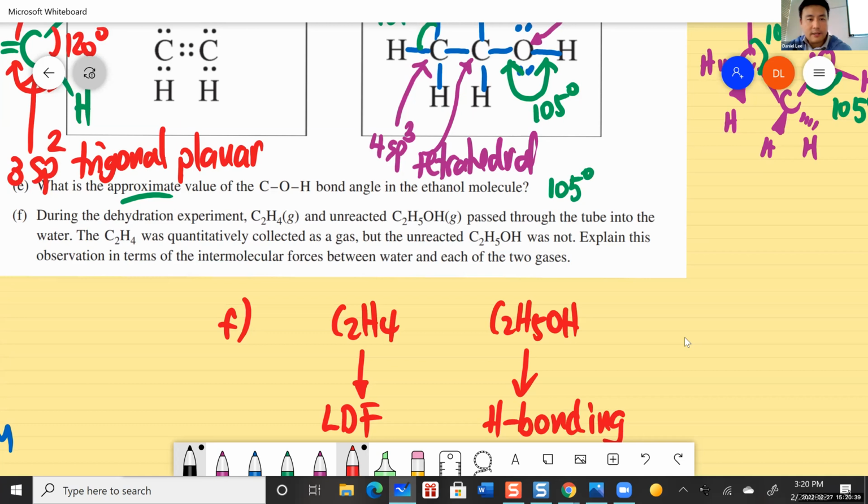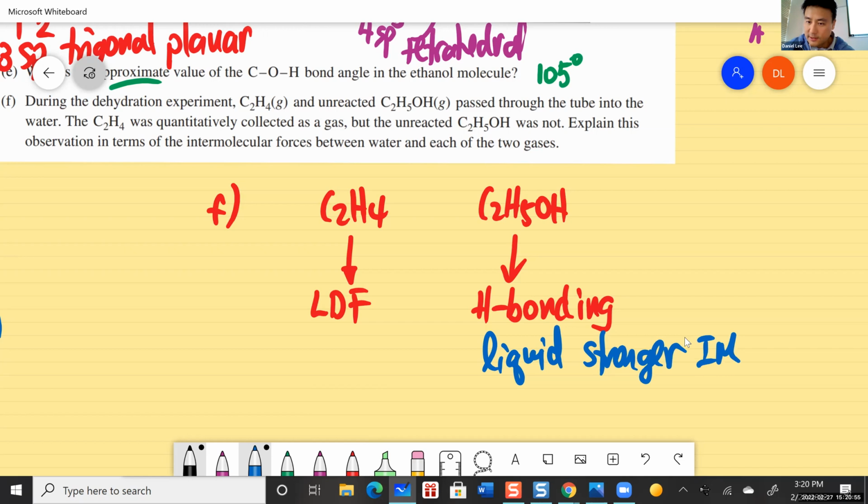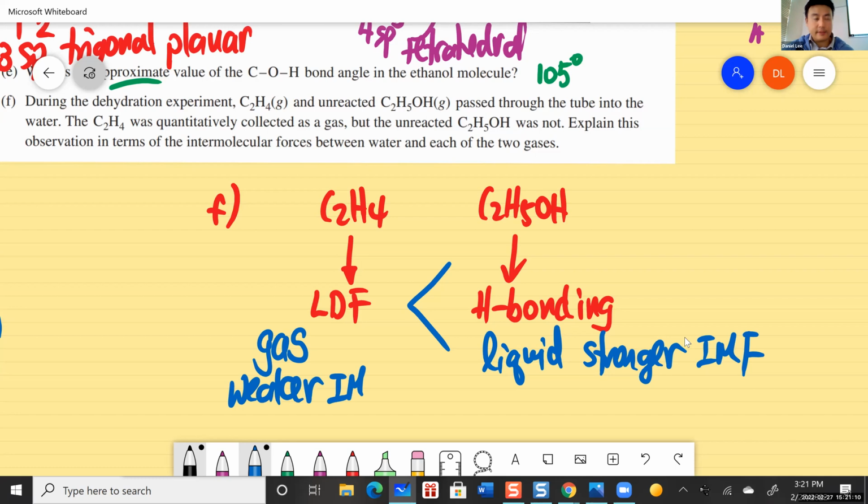So the stronger the intermolecular force, the more likely you are going to condense as a liquid. This is why ethanol is collected as a liquid, because it has a stronger overall intermolecular force, as hydrogen bonding is over London dispersion. And the weak intermolecular force is why C2H4 is a gas, okay? Because it has a weaker intermolecular force than ethanol, yeah?